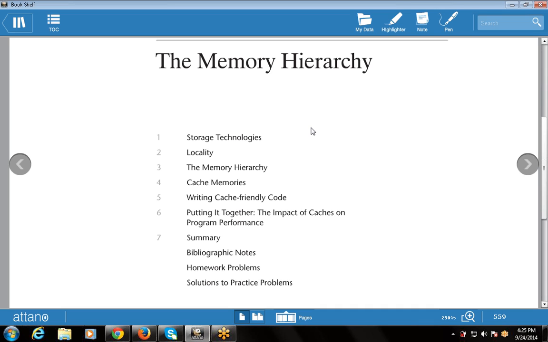Then the seventh part is the summary. So these are the 7 topics that we will discuss in this chapter, that is memory hierarchy. Now let's start.